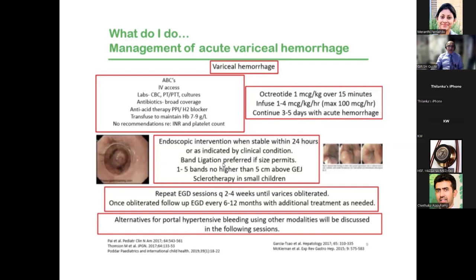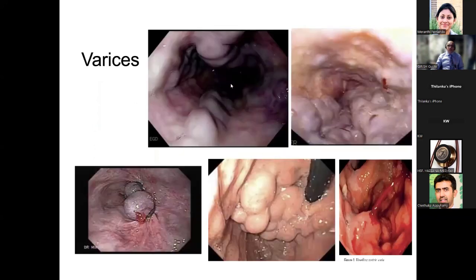You do band ligation if the size permits, or sclerotherapy in small children. And then you repeat it subsequently depending on your findings at the time of endoscopies. Just to give you a flavor of what they look like, this is how the varices look inside. Usually the esophageal mucosa is quite smooth. It's not smooth really here, but it's quite smooth. But over here you can see these grape-like bulging varices. You then put a bander around some of them if you feel that they can be banded. And this is a varix with a rubber band around it at the end of the banding procedure.